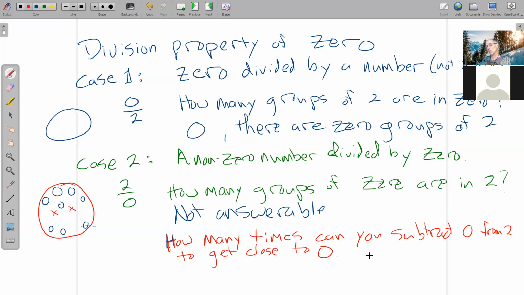And remember, we did that with 15 divided by 8. We were able to subtract it 3 times. That left 3. That was as close to 0 as we got. Now here, I get 2 minus 0 is 2. I'll do it again. 2 minus 0 is 2. Do it again. 2 minus 0 is 2. And this is going to go on forever, and you're never going to get any closer. That's a problem.